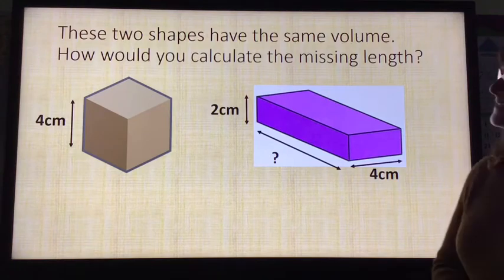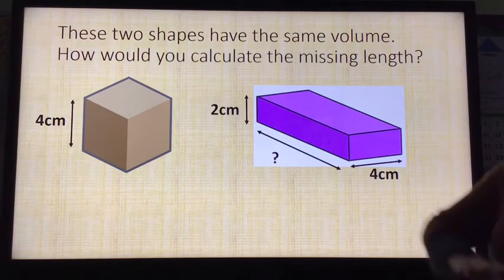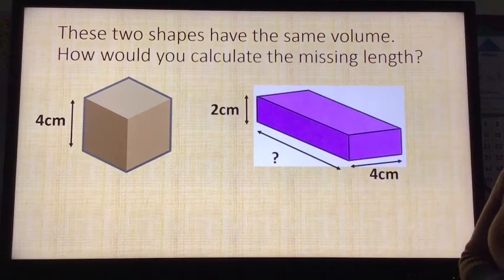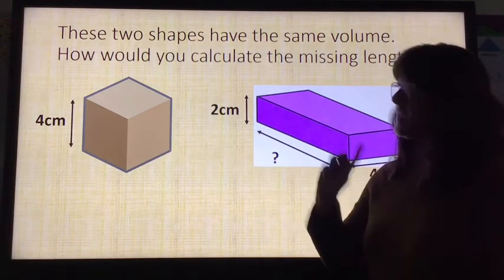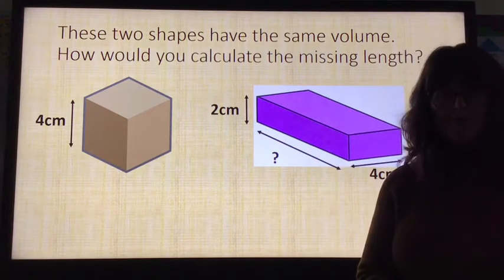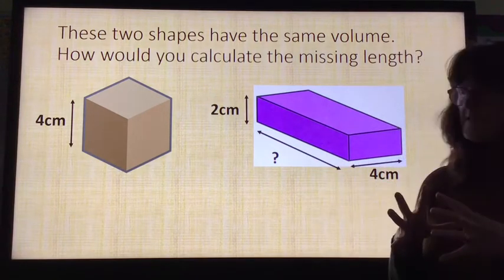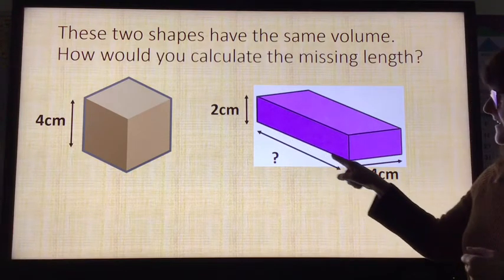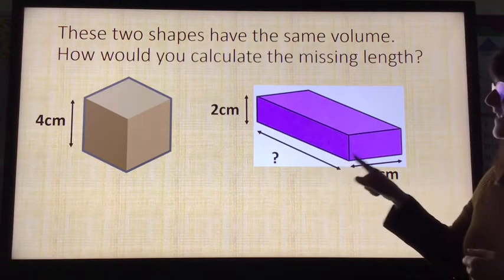Let's have a look at the next problem. Now, we've got 2 shapes here. There's a cube, there's a cuboid. We are told that both of these shapes have the same volume. They take up the same amount of space. What we are asked to do is calculate the missing length here.